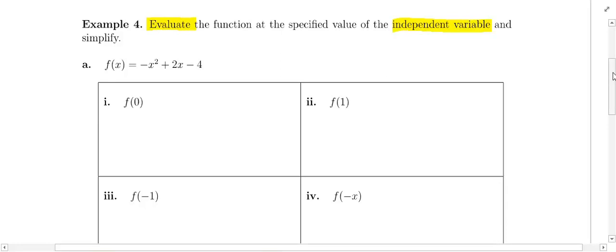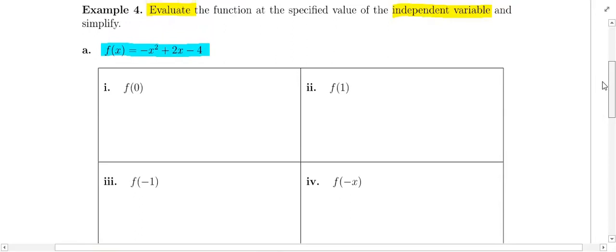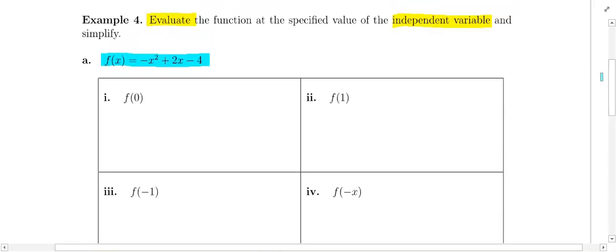If you scan through page 4, I have this original function, f of x is equal to negative x squared plus 2x minus 4. And then I have all these boxes. If you scroll, it's an entire page of boxes. There are 8 different quantities that we're going to find. For example, in part 1, we're going to find f of 0. The name of this function is f, and f of x is equal to this quantity, negative x squared plus 2x minus 4.